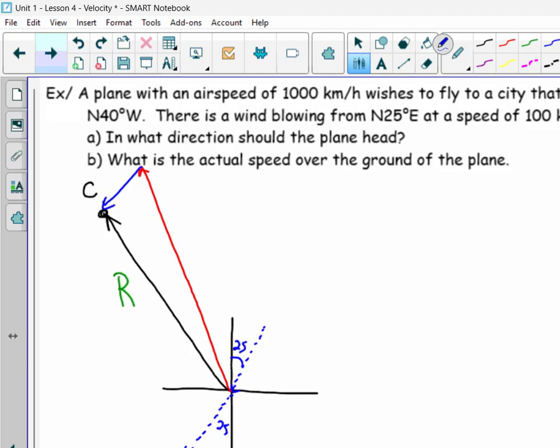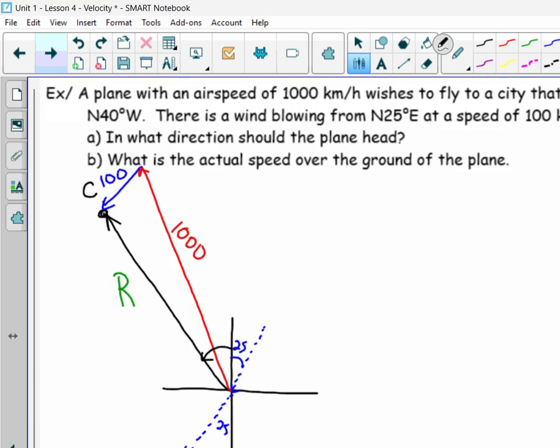Hopefully that makes sense. The plane was flying with a speed of 1,000 kilometers an hour. That's the plane, that's where it was going. The wind at 100 kilometers an hour pushed it over here. And I should put that angle in there. The black angle was north 40 towards the west. So this angle right there is 40.